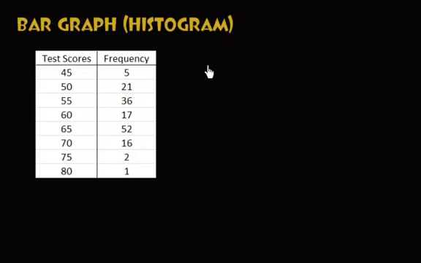Alright, so to start off with the bar graph, I need to identify the independent and dependent. Now this usually left-hand column will be your independent, and then the right-hand column will usually be the dependent. So we're going to start off with our two axes.